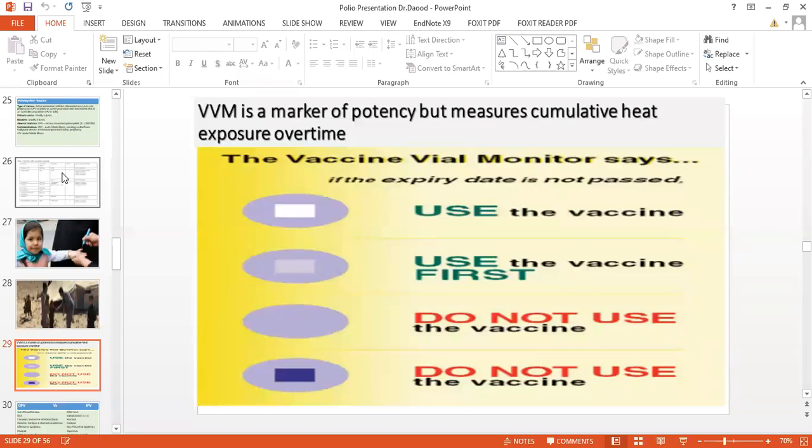Here you can see that there are 4 circles with a rectangle inside. When the rectangle is lighter, you can use the vaccine, while if it has the same color as the surrounding circle, we recommend using this vaccine first. But if it coincides with the color of the outer circle, we don't recommend it. Or if it becomes darker, we also don't recommend it, and it is to be discarded.